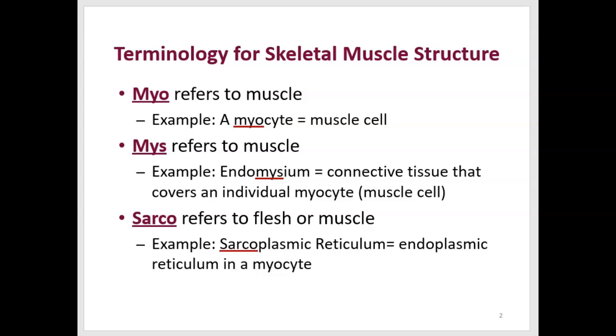An example for myo is that a muscle cell is called a myocyte. An example of mys is that the connective tissue surrounding a muscle cell is called endomysium. And an example of sarco is the sarcoplasmic reticulum inside a muscle cell, which is what we call the endoplasmic reticulum.